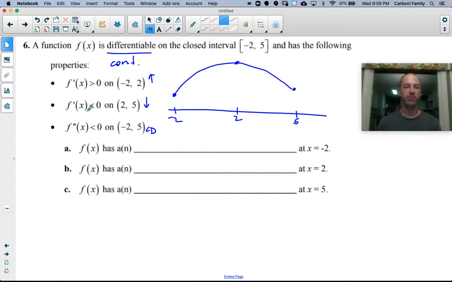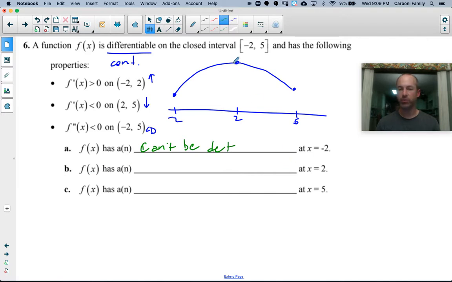We only know that we do increase and that we do decrease. It is very possible for me to satisfy all this information with a function that looks like this. I could also satisfy it with a function that looks like this. And I can satisfy this information and make my left endpoint the minimum, or I can make my right endpoint the minimum. And because of that, we don't know. This cannot be determined. Can't be determined at -2. Could be a max, could be a min, we're just not sure.